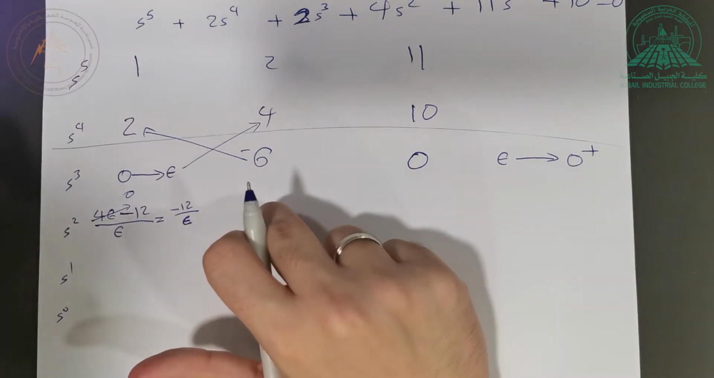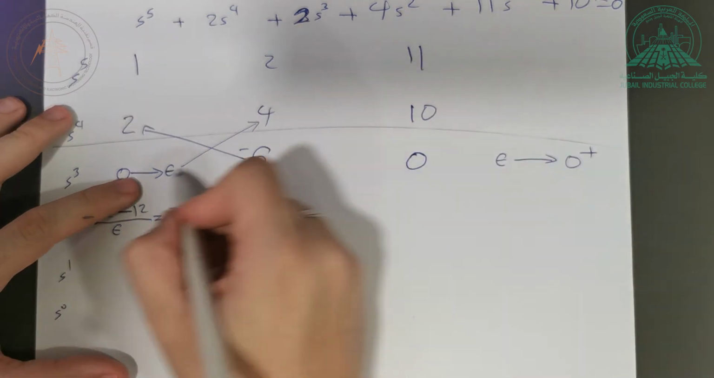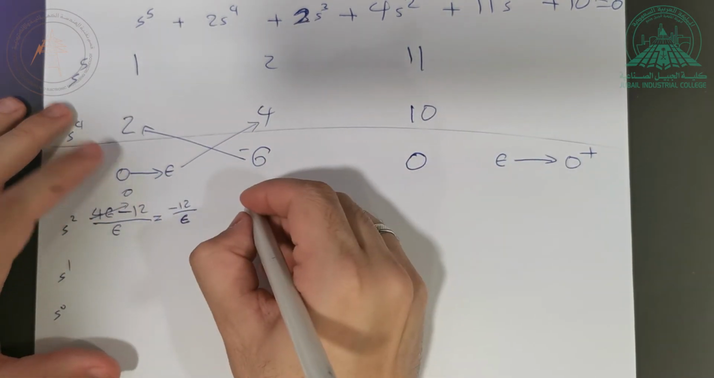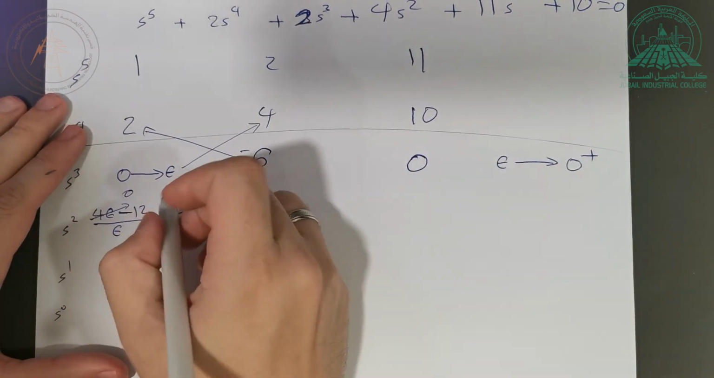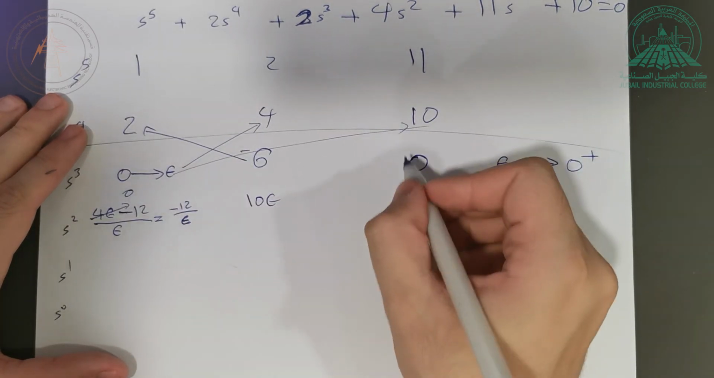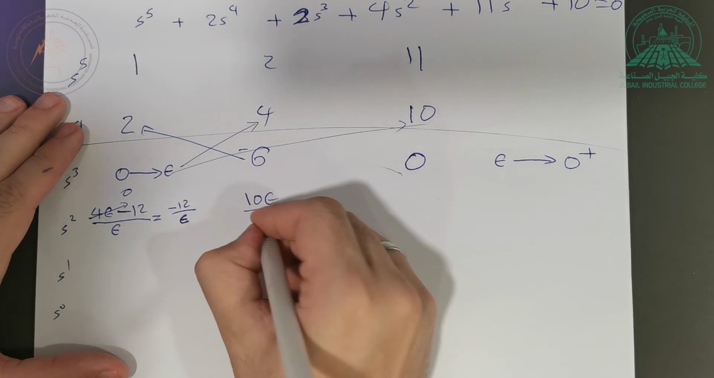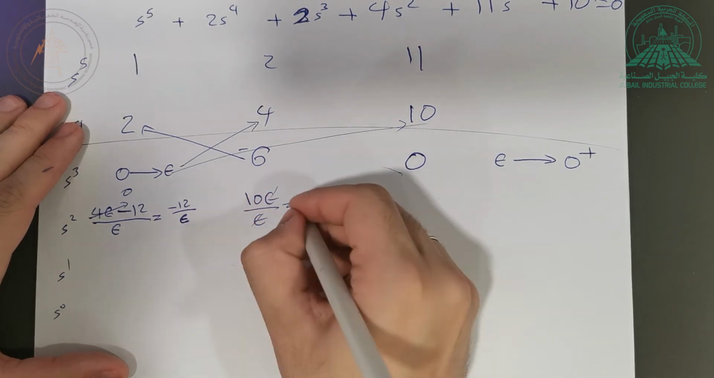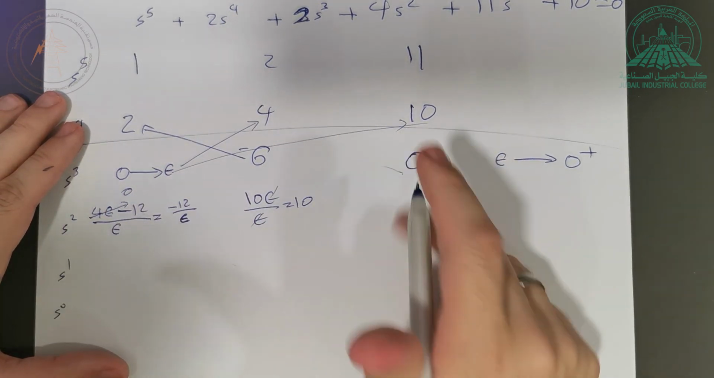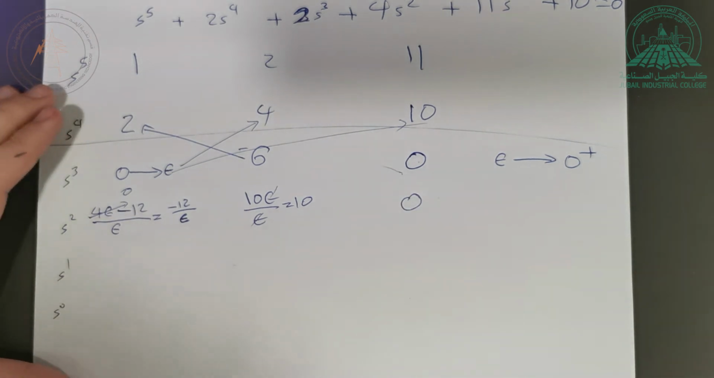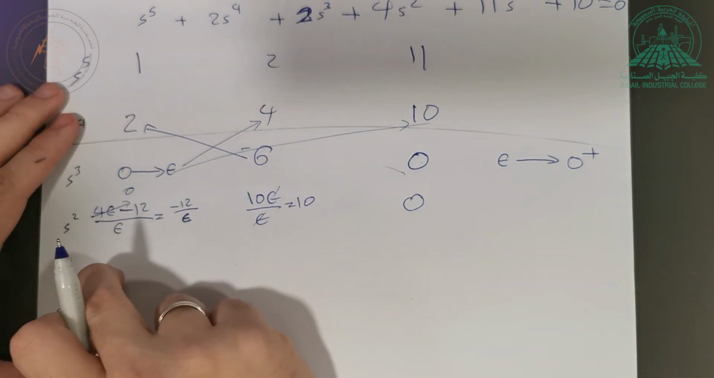But how about this element here? It will be epsilon multiplied by 10, so 10 epsilon, this multiplied by this, minus 0 multiplied by 2, so 0, divided by epsilon. So what do you get? You get 10, cancel with itself. And here 0, so below it will always be 0. Now let's move to the next element.